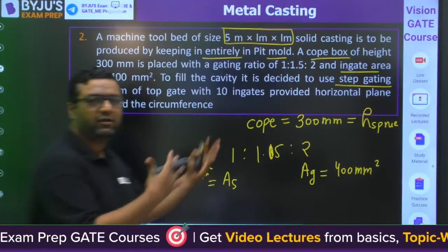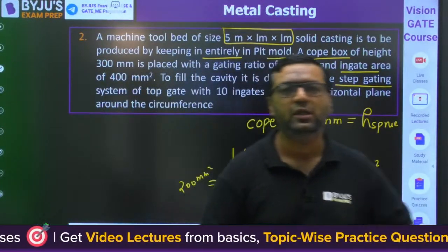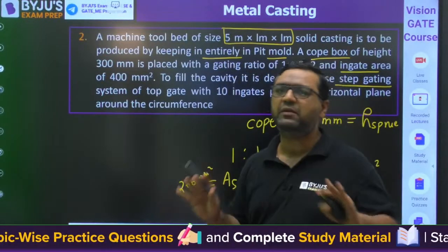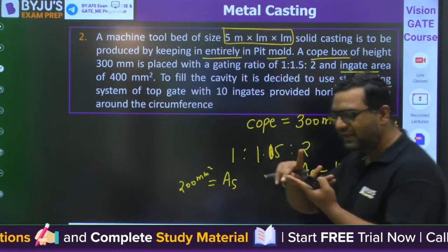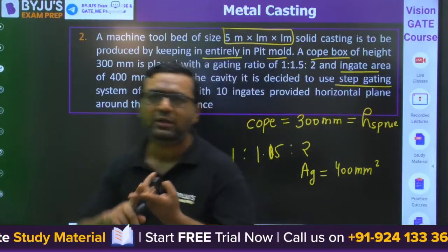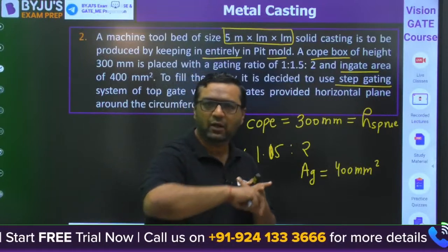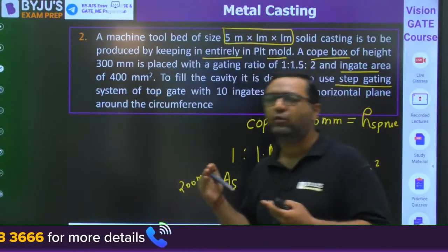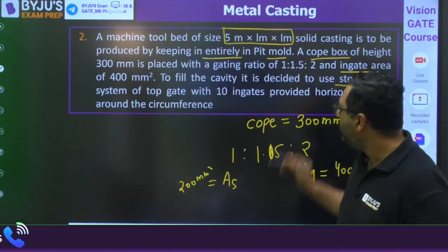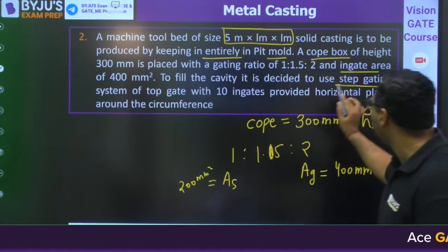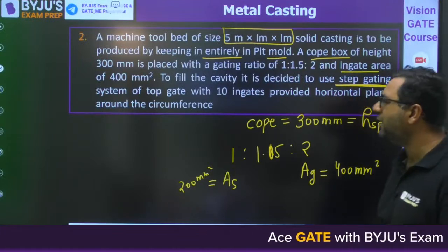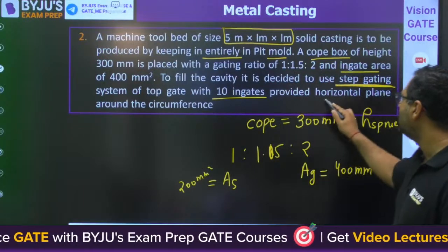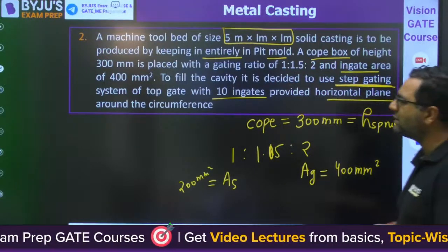Even I have never dealt with this type of question in the normal classes, because this type of question has never been asked in GATE. You have seen top gating system, bottom gating system, and basically the parting line gating system. But I feel you will be looking at a numerical on stepped gating system for the first time, with 10 in-gates. They are saying there are 10 in-gates provided in a horizontal plane around the circumference.